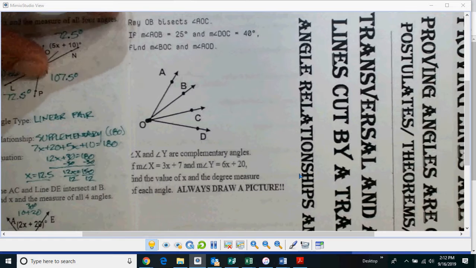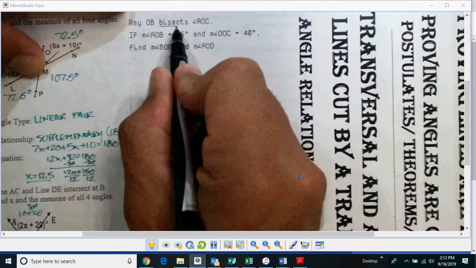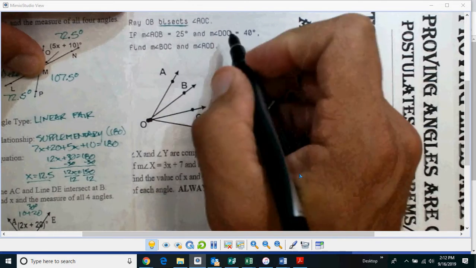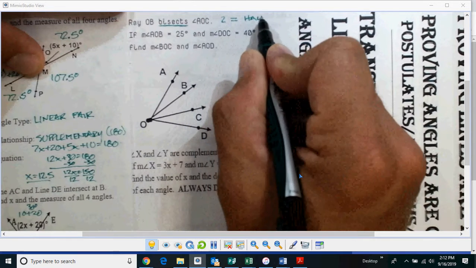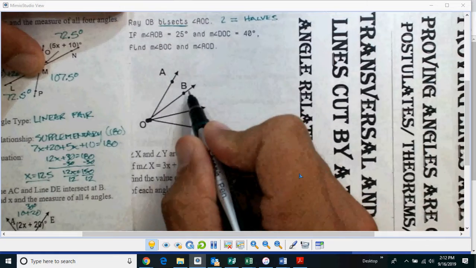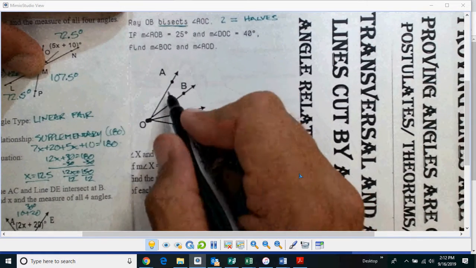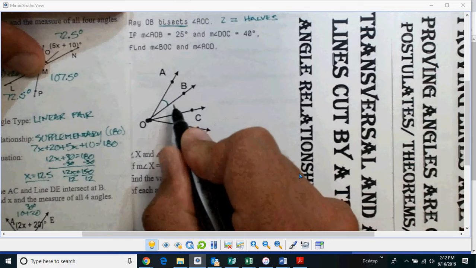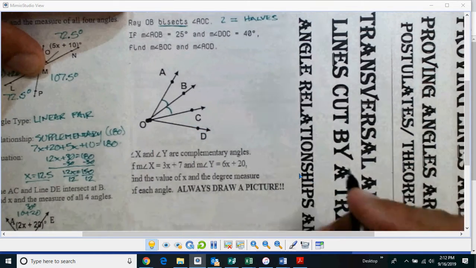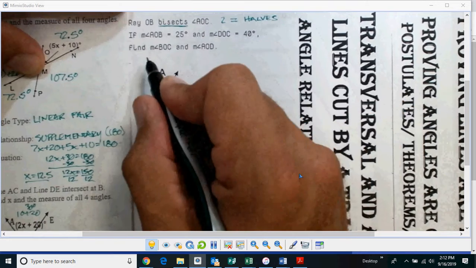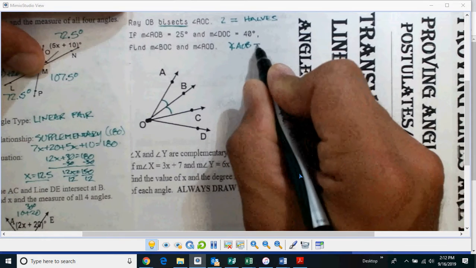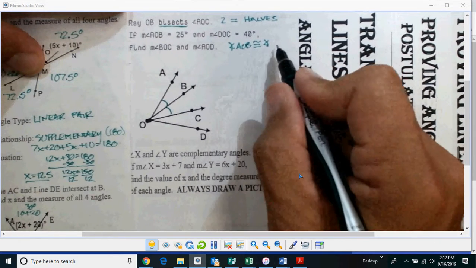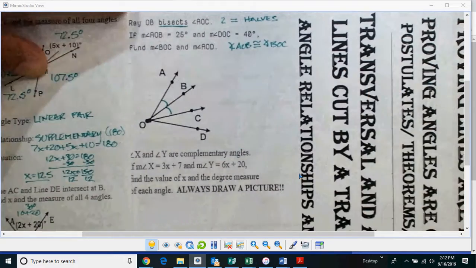All right, now we've got ray OB bisects AOC. What does it mean to bisect? To go through and cut it in half. It's two equal halves. So if OB bisects AOC, that means this half and this half are congruent. That means first of all we know that angle AOB is congruent to angle BOC. I don't get it.